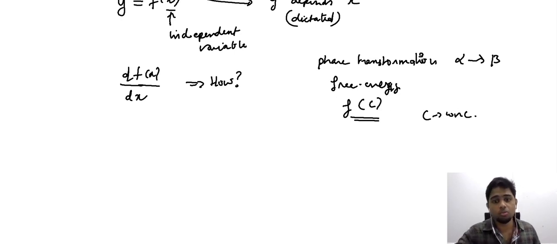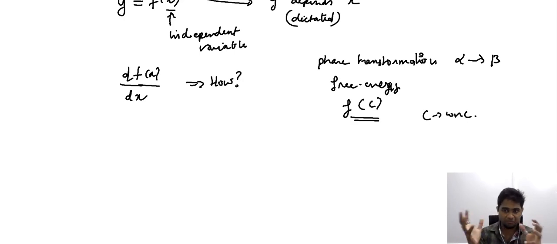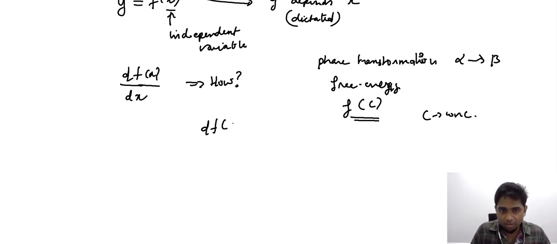Now we want to know how this free energy changes with the concentration. So when there is a varying concentration, how does this free energy change? Based on our understanding of what a derivative is, we can take the derivative of the free energy with respect to the corresponding concentration, and this gives us a new parameter which we refer to as the chemical potential.